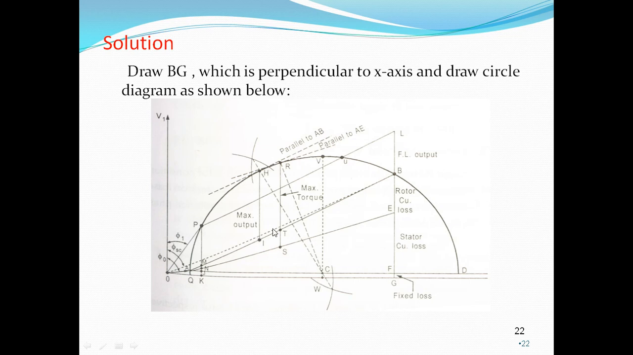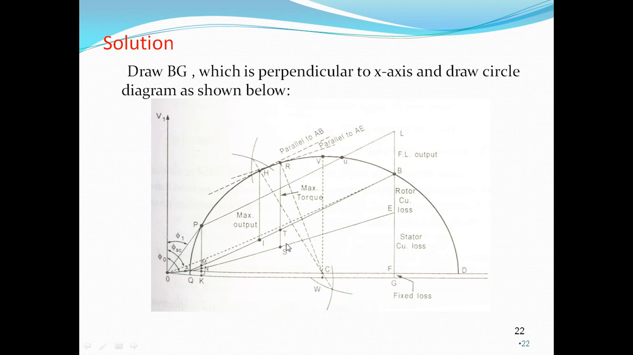Now you draw a line to get the maximum output. How will you get maximum output? You draw a line which is parallel to AB and tangent to the circle. Then you get a point H. Join H and I, which gives the maximum output.